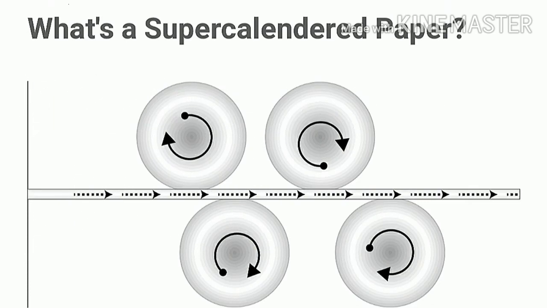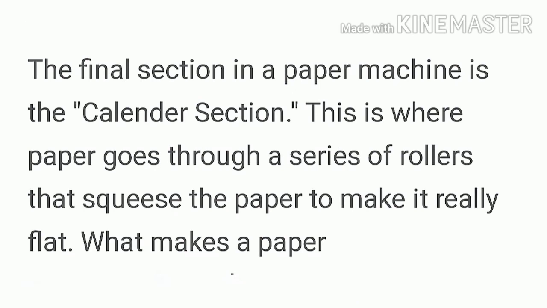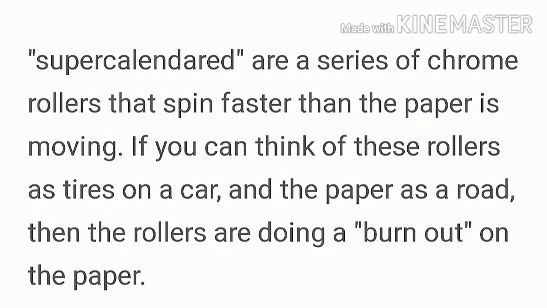What is a super calendered paper? The final section in a paper machine is the calendar section. This is where paper goes through a series of rollers that squeeze the paper to make it really flat. What makes a paper super calendered is a series of chrome rollers that spin faster than the paper is moving. If you think of these rollers as tires on a car and the paper as a road, then the rollers are doing a burnout on the paper.